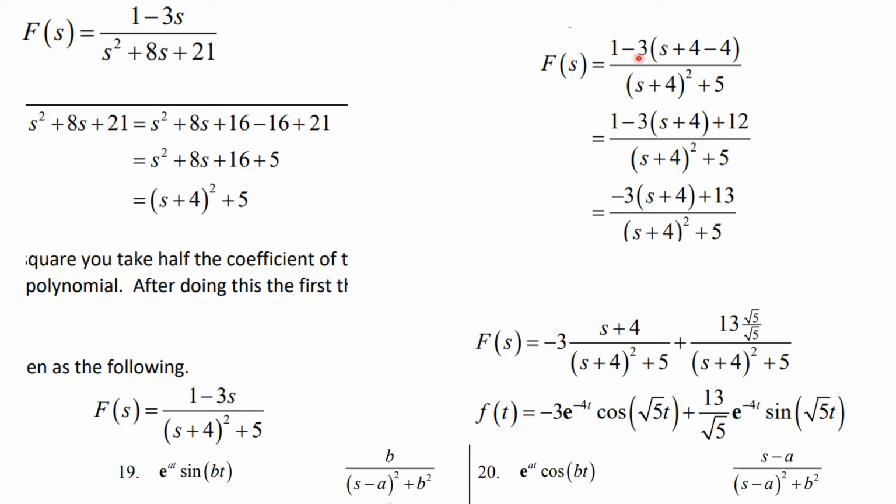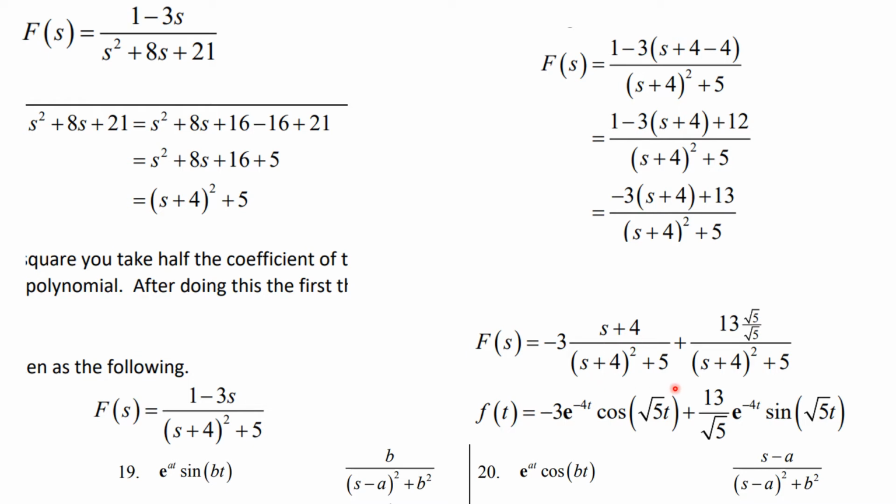We're adding 0 in a clever way. But now I'm going to distribute the minus 3. So this is 1 minus 3 times the s plus 4. You see I am making progress. And then minus a minus is a plus 12. And then 1 and 12 is 13. So this is minus 3 times s plus 4, plus 13. And now I'm going to use the linearity. I'm going to take the minus 3 out in front, and I'm going to have s plus 4 over this left.